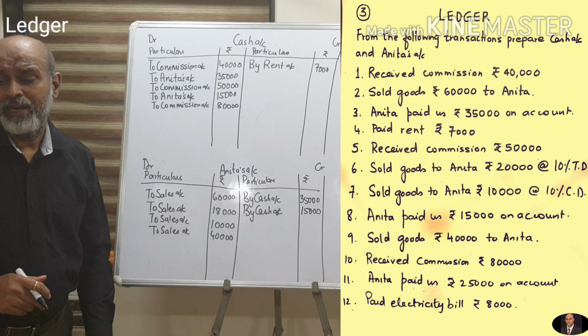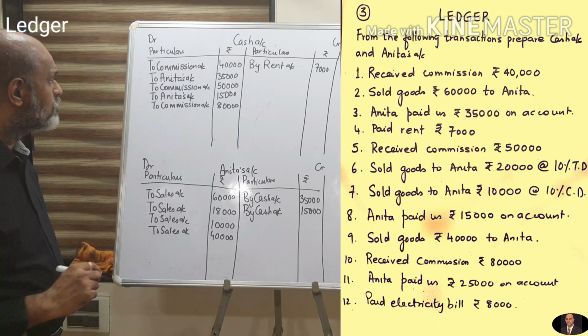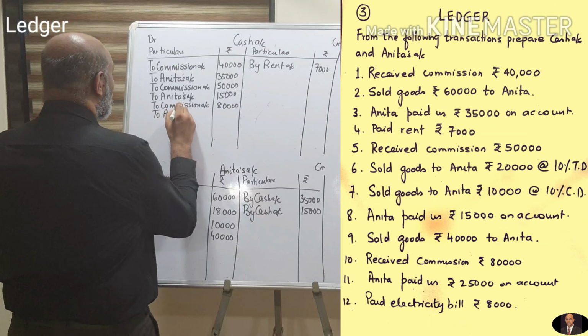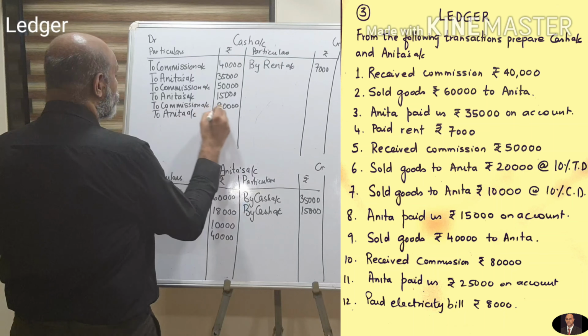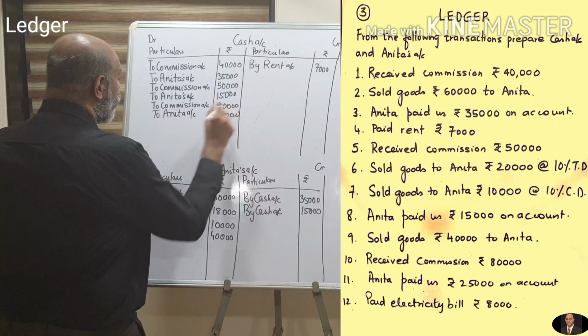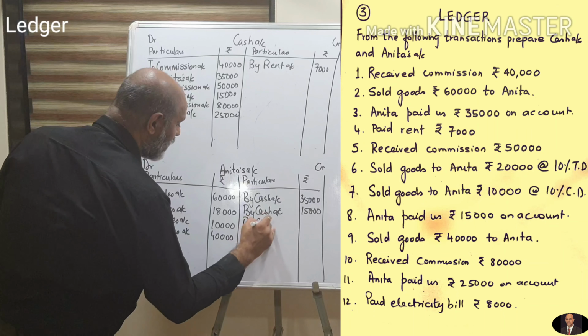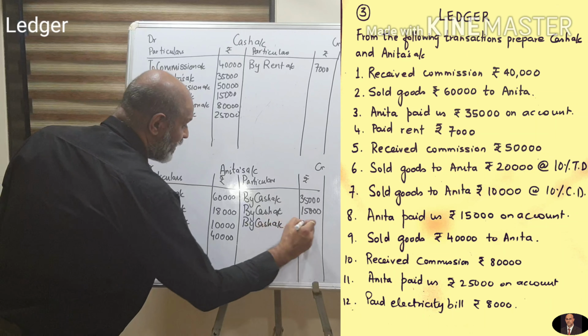Okay. Anita paid us rupees 25,000 on account. So Anita is paying us. So cash account debit, to Anita 25,000. I go to Anita's account, on the opposite side of Anita, and I write by cash 25,000.